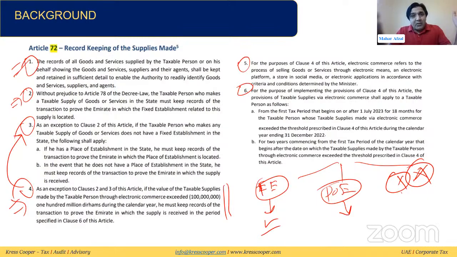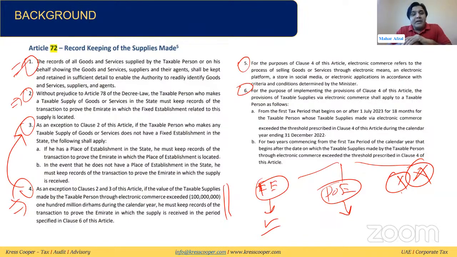As a special rule, as an exception to the general rule, if the supplies are made through an e-commerce platform and the value of the supply is more than 100 million during the calendar year, then these goods and services should be reported in the Emirates in which they are being received. In Clause 5, they have discussed what electronic commerce is. They said basically it is the process of selling goods and services through electronic means. It can be a website, it can be an app as well. The different modes of electronic means we'll discuss in detail.